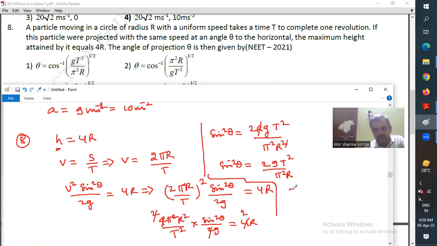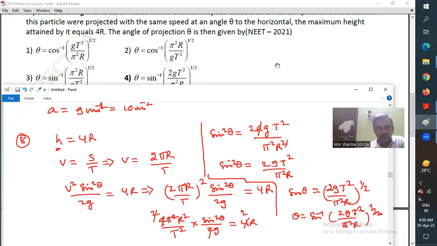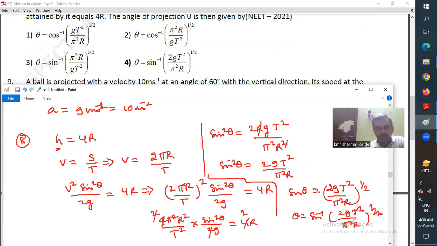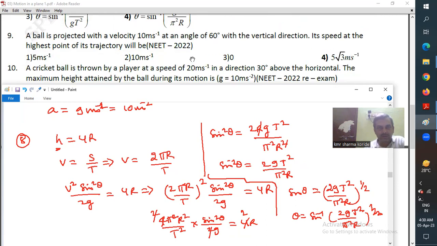So sin theta is equal to, when you cancel the square on the left side, you will get the other quantity on the right side, under root 2g t square by pi square r, which is to the power of 1 by 2. So theta is equal to sin inverse of (2g t square divided by pi square r) to the power of 1 by 2. So the fourth option is correct. Moving to the next question.